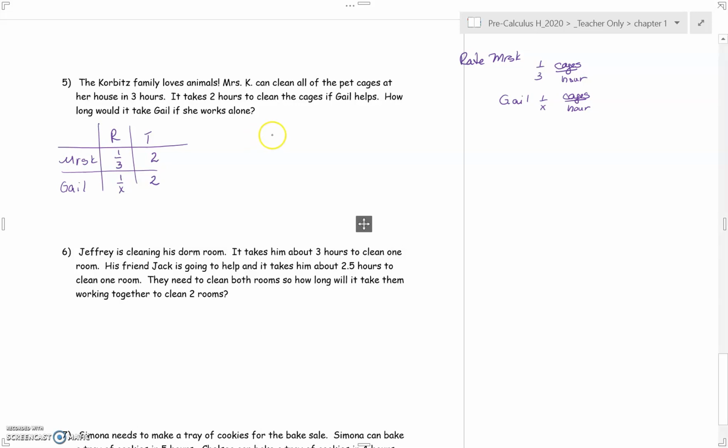So now they are working together, so one job equals rate times time. So we have rate times time for Mrs. K and rate times time for Gail. So go ahead and pause the video and solve the equation. I would multiply by something that would eliminate all of the denominators. Okay, so did you multiply on both sides of the equation by 3x? If you do that, you end up with x equals 6. So that means that it takes 6 hours if they're working together.